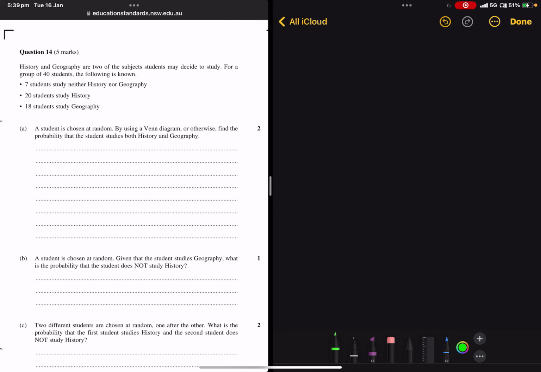So now we're going to have a look at question 14. Now question 14, this is from the HSC 2020 Advanced Maths paper. So here we have a question about history and geography students. So this is students picking subjects, Venn diagrams, probability sort of stuff that we have here. This is worth quite a few marks.